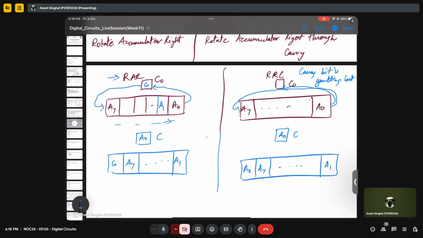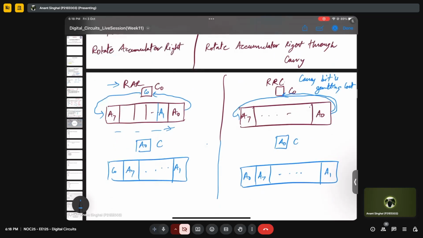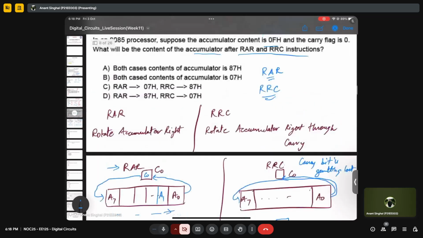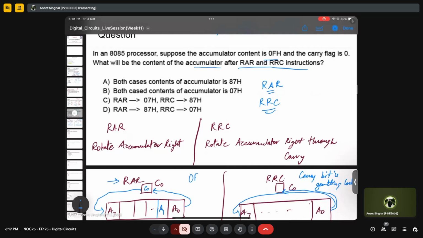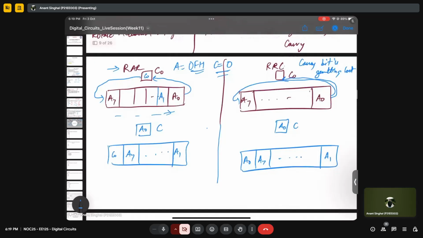Okay. I'm assuming there are no doubts. So now you already know how exactly RAR and RRC work. The accumulator has 0FH as its content, and the carry flag is 0. Can you try to solve this problem now? Please let me know, otherwise I'll solve it myself.